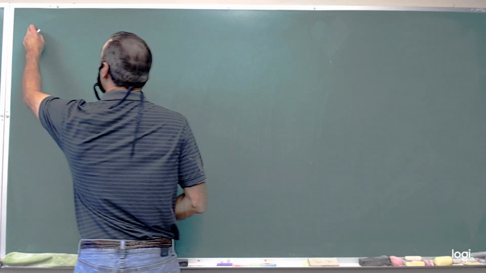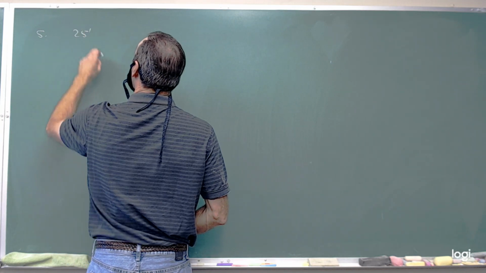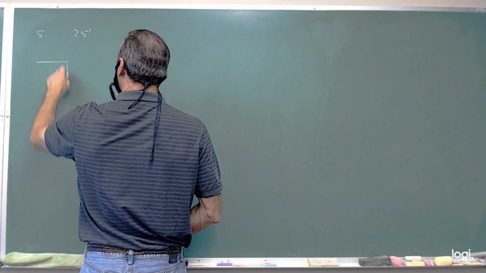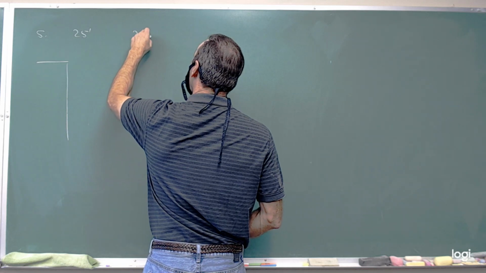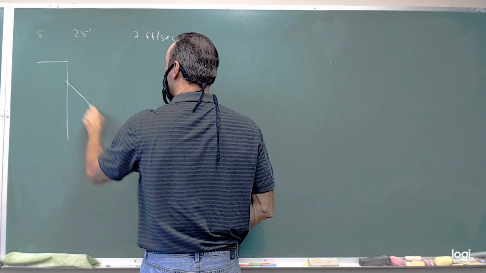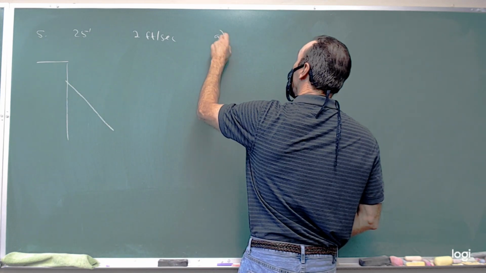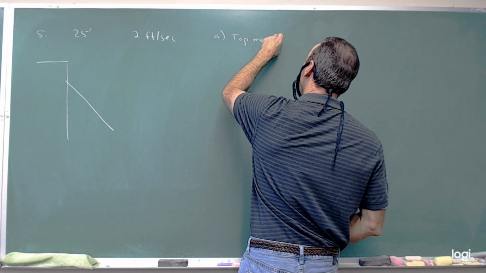Okay. It says a ladder 25 feet long is leaning against the wall of the house. The base of the ladder is pulled away from the wall at a rate of 2 feet per second. The first question is, how fast is the top moving down the wall when the base of the ladder is 7 feet, 15 feet, and 24 feet from the wall?